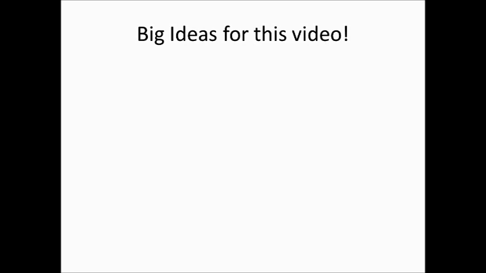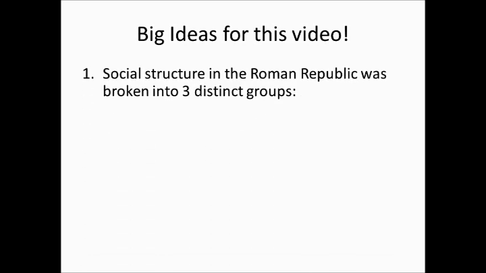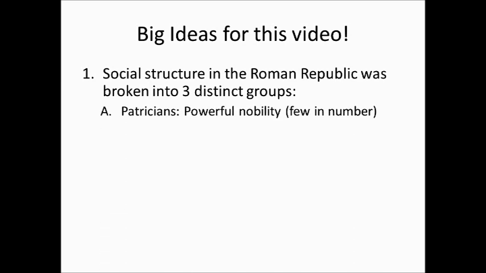Okay, so what were the big ideas for this video? The first one is that the social structure in the Roman Republic was broken into 3 distinct groups. There were patricians, who were the powerful nobility. They didn't have as many people as the other groups. You had to be from specific families.